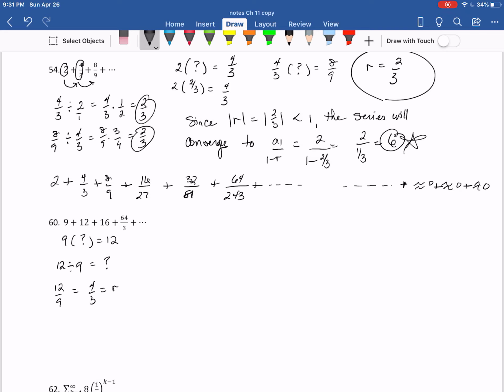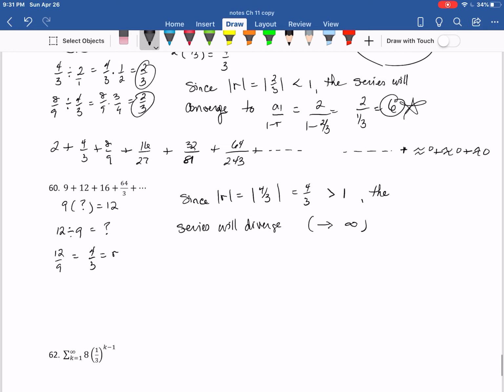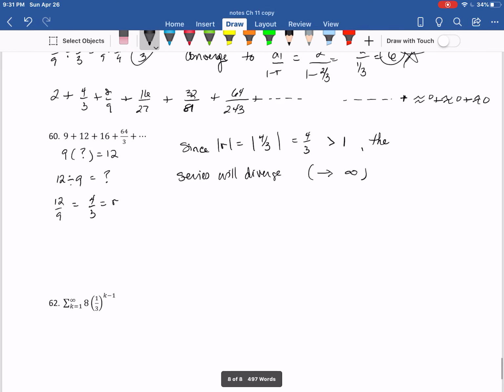Is your series going to converge or diverge? Well, now, since the absolute value of r is the absolute value of 4/3, which is bigger than 1, the series will diverge. In other words, it'll go towards infinity. The sum keeps growing. It does not ever stop and level out. It keeps getting bigger. No matter how far down you go down the line, you're going to get terms that are going to keep adding a substantial amount to your overall sum. So it diverges.